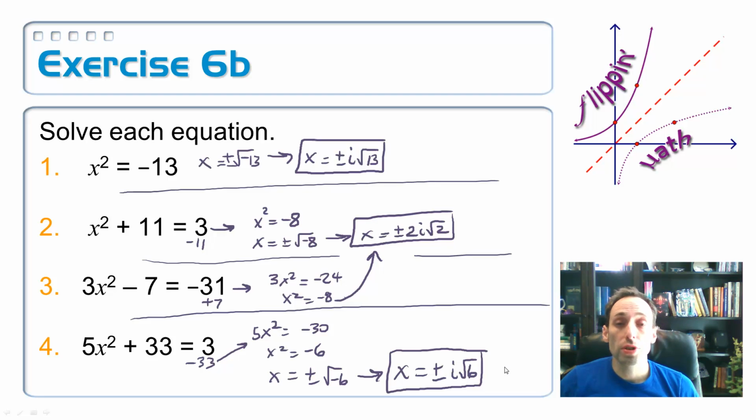So that concludes objective 1 in 4.6, being able to simplify square roots of negative numbers.